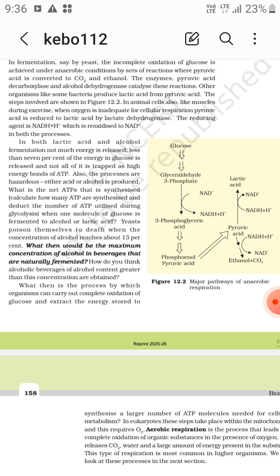What is the net ATP that is synthesized when one molecule of glucose is fermented to alcohol or lactic acid? No ATP is being synthesized during the fermentation. Calculate how many ATP are synthesized and deduct the number of ATP utilized during glycolysis. 4 ATPs are formed during glycolysis and 2 are used, so the net gain is 2 when one molecule of glucose is fermented to alcohol or lactic acid.